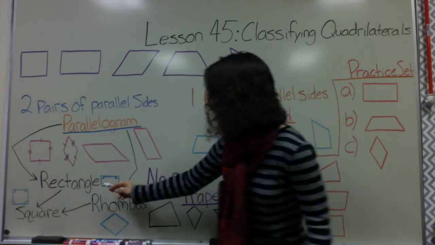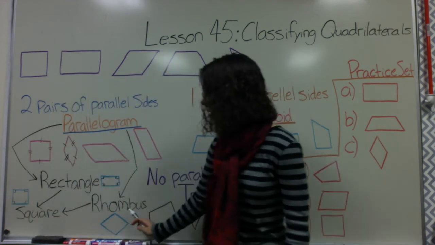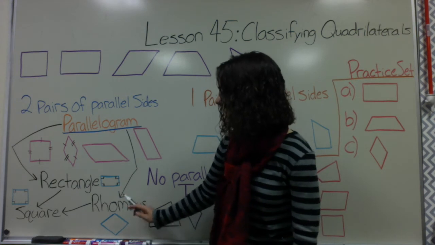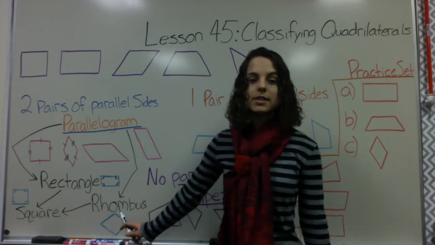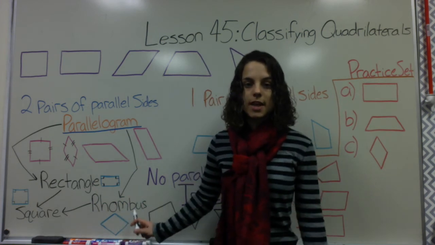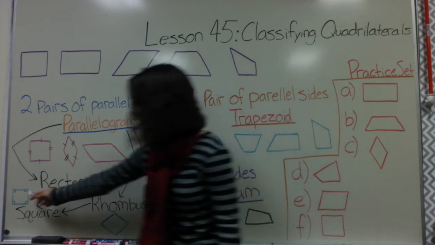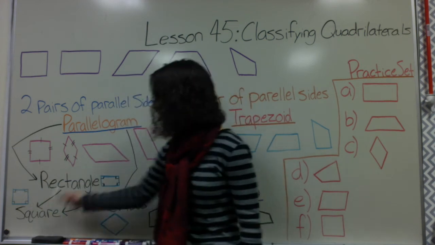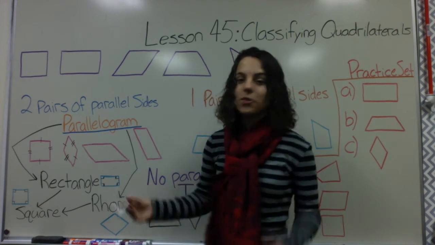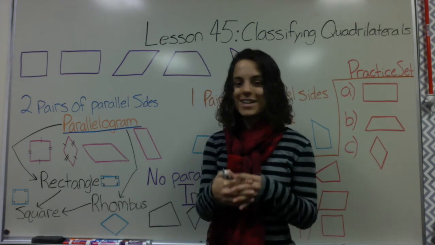Now, we also have another type of parallelogram, which is a rhombus. A rhombus is not a rectangle, but a rhombus can be a square because a rhombus means that all sides are the same length. Squares, all sides are the same length, so a square is also a rhombus. A square is also a rectangle. So they're a little intersected here.